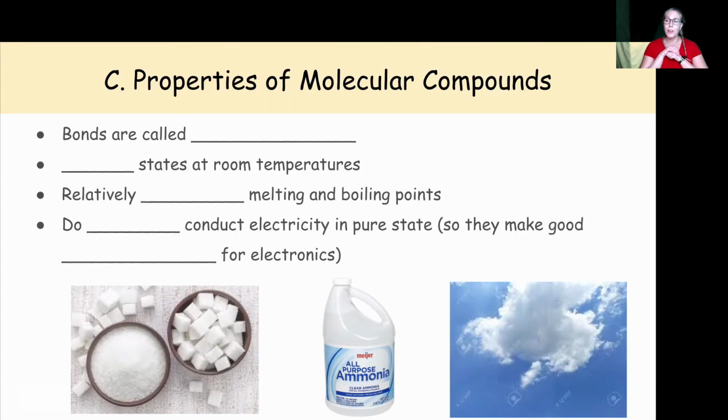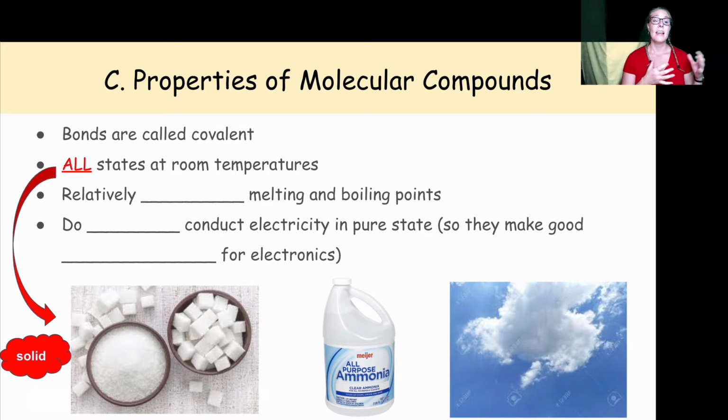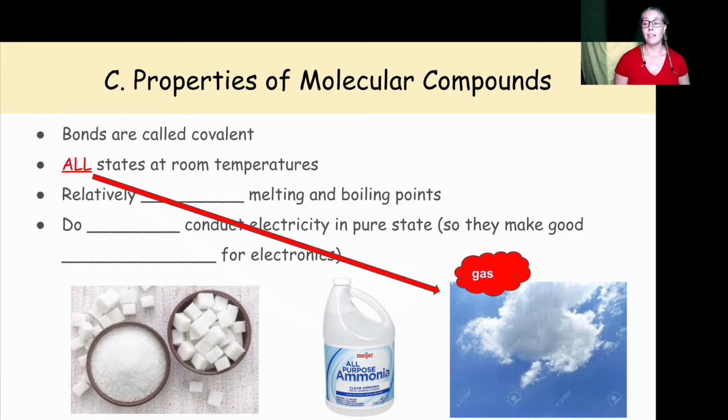Let's take a quick look at properties of molecular compounds. Our molecular compounds, their bonds are called covalent, and sometimes we'll refer to the compounds as covalent compounds. Molecular compound, covalent compound, it's kind of interchangeable. Molecular compounds can be all states at room temperature, whereas ionic compounds were mostly solids. They can be solid, like sugar. They can be liquid, like ammonia, which you use to clean in your house, or they can be gas, like air.